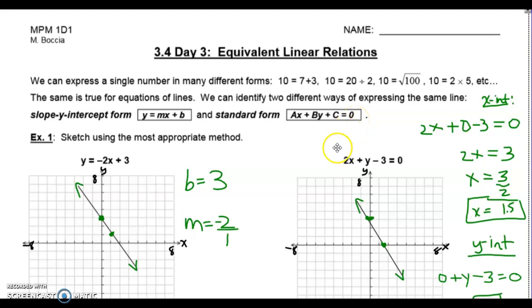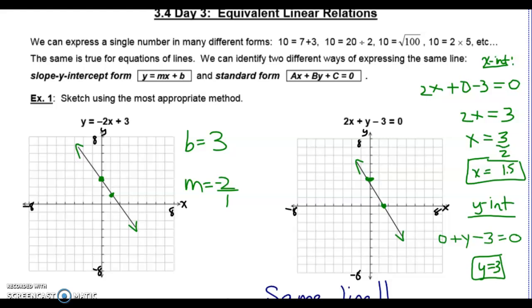So starting with example 1, we are going to sketch both equations, y equals negative 2x plus 3, and the equation 2x plus y minus 3 equals 0. We're going to sketch each of these using the most appropriate method.